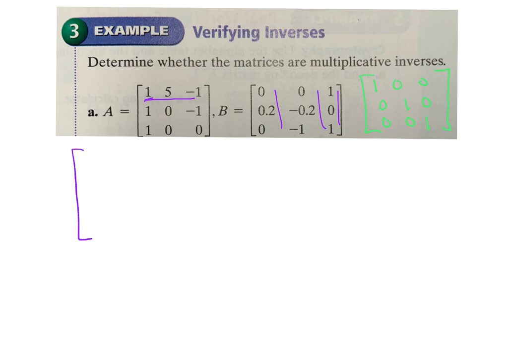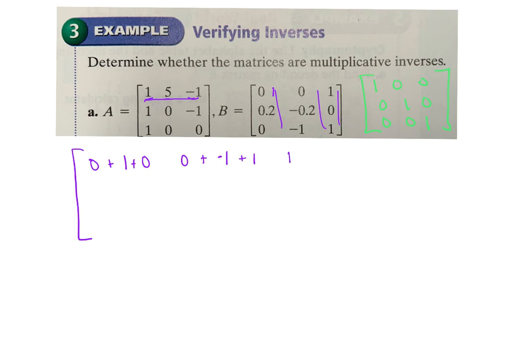You would say 1 times 0 plus 5 times 0.2. What is 5 times 0.2? 1. Negative 1 times 0. Right? And so you can see you're going to have a 1 there. And then you're going to the next one. You're going to say 1 times 0, right? Plus 5 times negative 0.2, right? Which gives me what? Negative 1. And then negative 1 times 1? Plus 1. Going to give me a 0 there, right? Yep. When you add it up, you'll get a 0. All right. And you're going to do that all the way across.